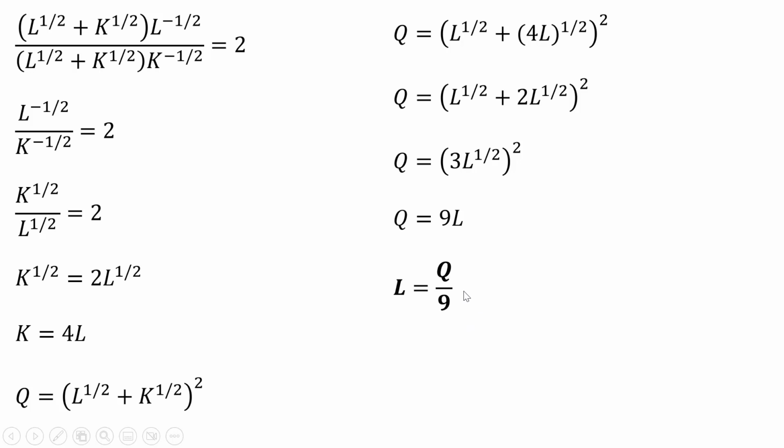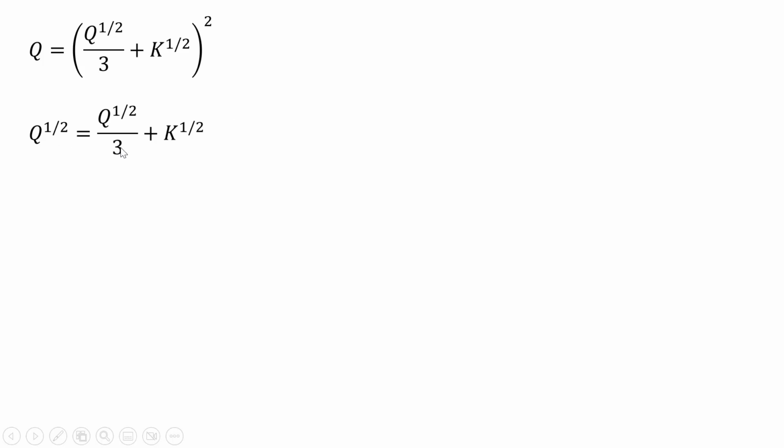What I'm going to do next is plug this result back into the production function. So where I have L, I'm going to replace it with Q divided by 9. And so if we take this square root of Q divided by 9, we're going to get this result right here. And the next thing I'm going to do is get rid of this squared term here by taking the square root of both sides. Doing that, we get this result.